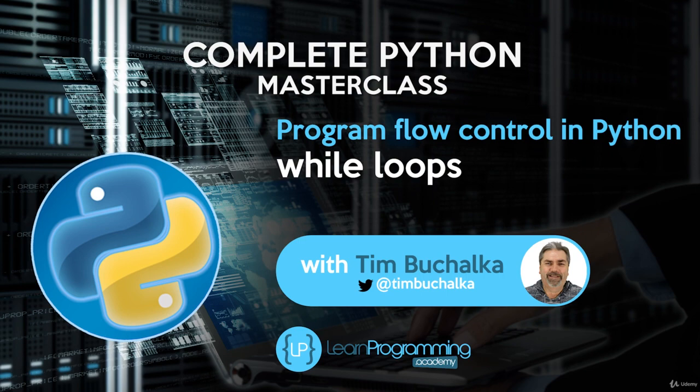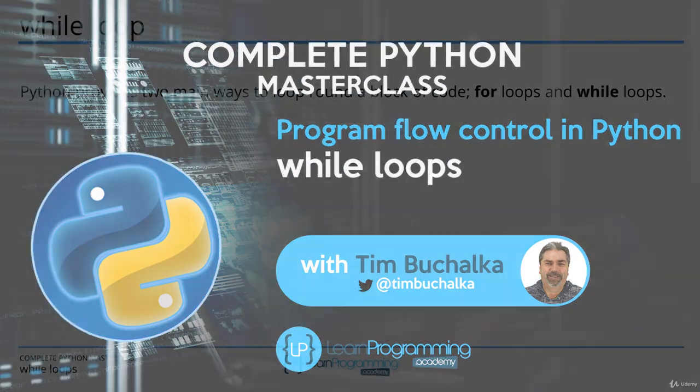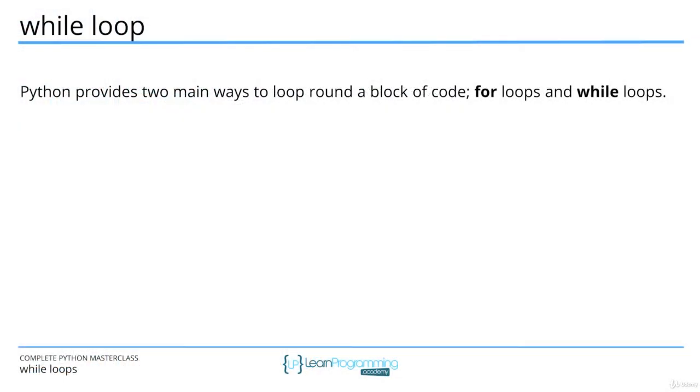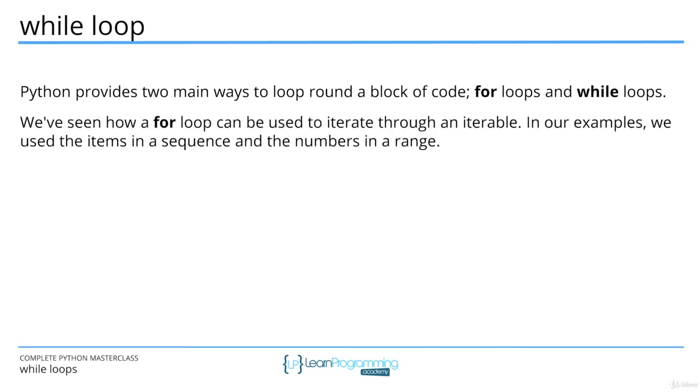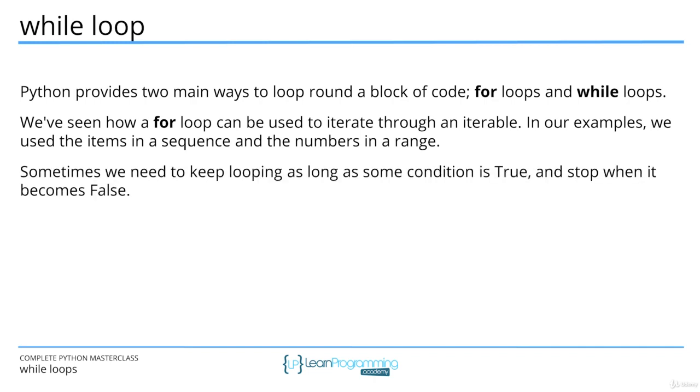Let's talk about while loops in this video. Python provides two main ways to loop around a block of code: for loops and while loops. We've seen how a for loop can be used to iterate through an iterable. In our examples, we use the items in a sequence and the numbers in a range. Sometimes we need to keep looping as long as some condition is true and stop when it becomes false. We do this using a while loop.